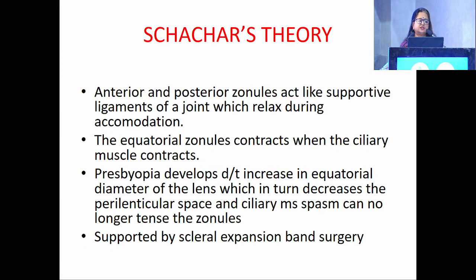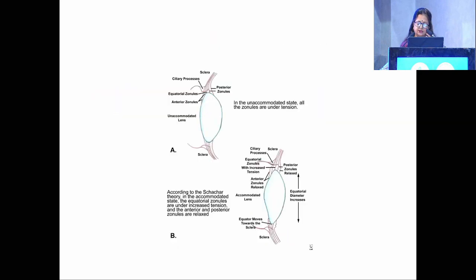Now, Schachar's theory states the anterior and posterior zonules act like supporting ligaments of a joint while relaxed during accommodation. The equatorial zonules contract while the ciliary muscle contracts, and presbyopia develops due to increase in the equatorial diameter of the lens, which in turn decreases the perilenticular space, and ciliary spasm can no longer tense the zonules, which is supported by scleral expansion band surgery.